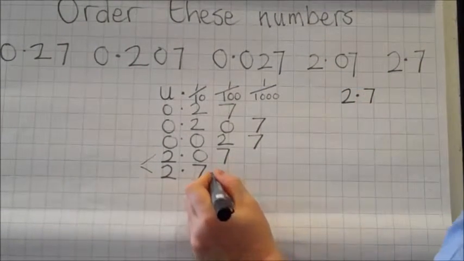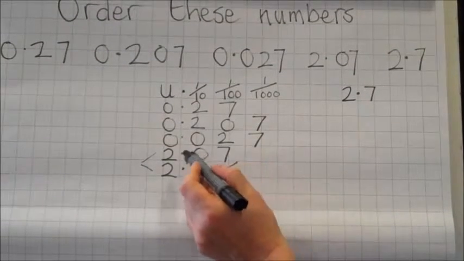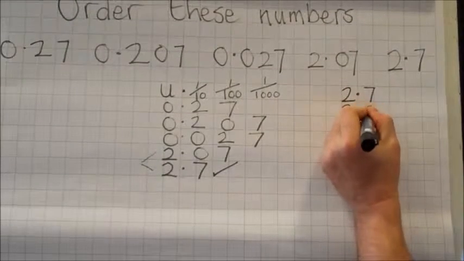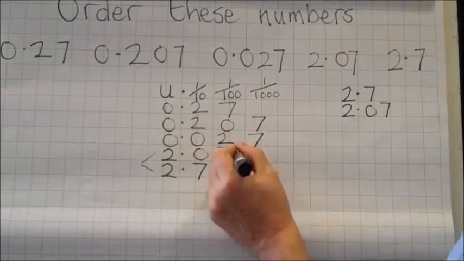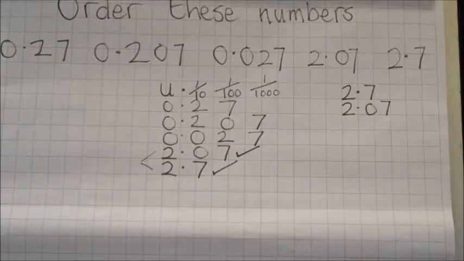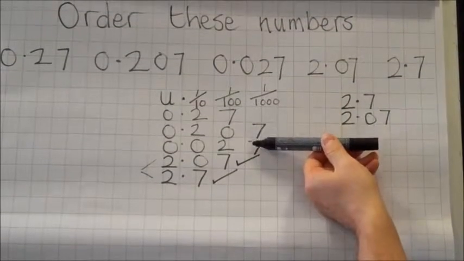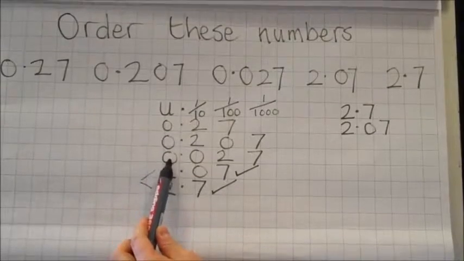So I'm going to tick that off. So I know that I've done that number there. Just compared these two. So I know that my next largest number is 2.07. I'm going to tick this one off so I know I've dealt with it. So that leaves me with 3 numbers here. So I can't look here because they're all the same, they're all zeros.